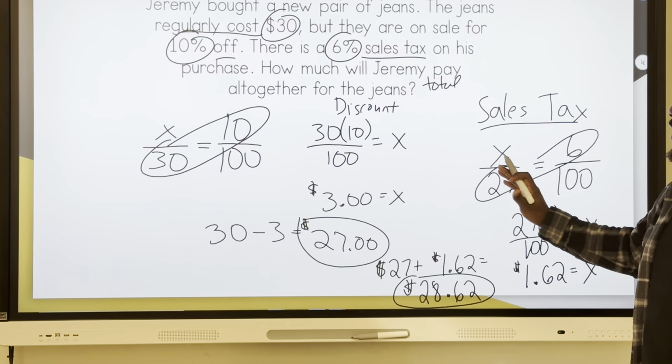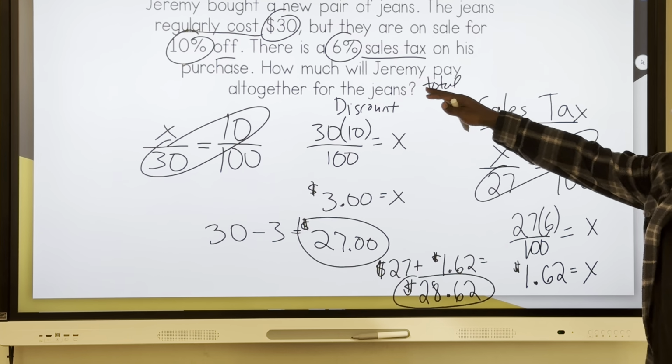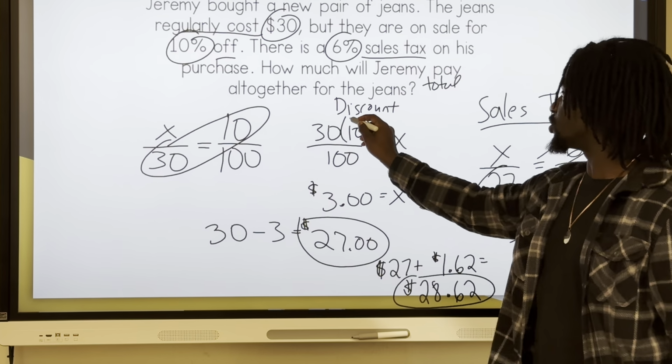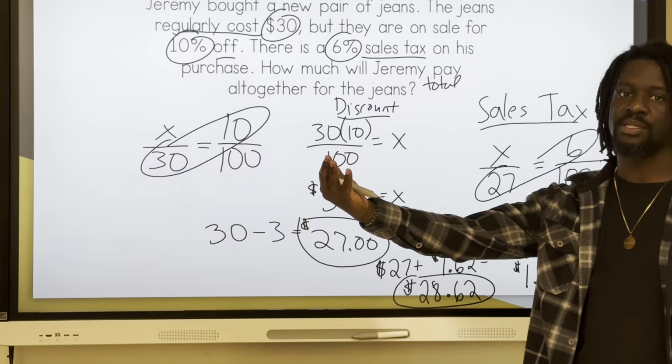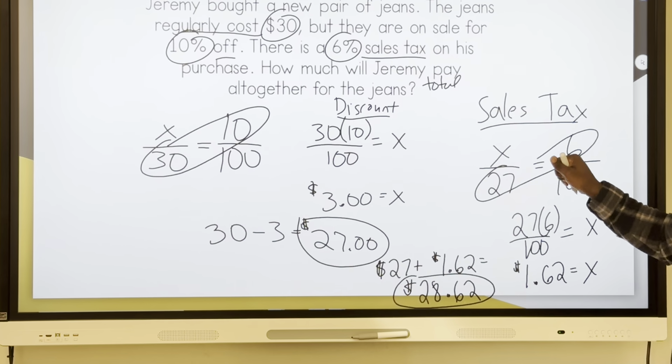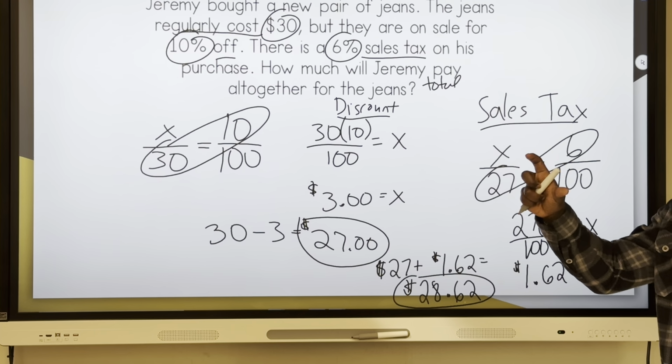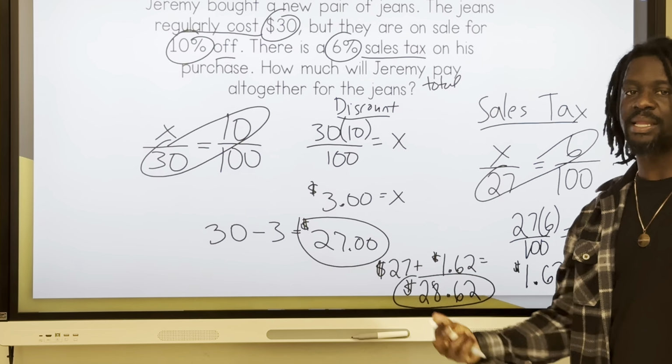But again, I want you to know that the steps are correct. As long as you set up those two proportions, you just have to keep in mind, one is a discount that is being subtracted. One is the sales tax that's being added. All right. And sales tax is calculated after the discount is applied.